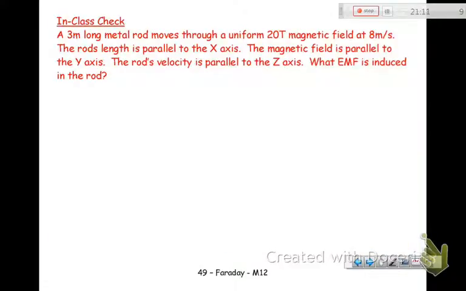A three-meter length of rod moves in a uniform 20 Tesla magnetic field at 8 meters per second. The rod's length is parallel to the x-axis. The magnetic field is parallel to the y-axis. The rod's velocity is parallel to the z-axis.